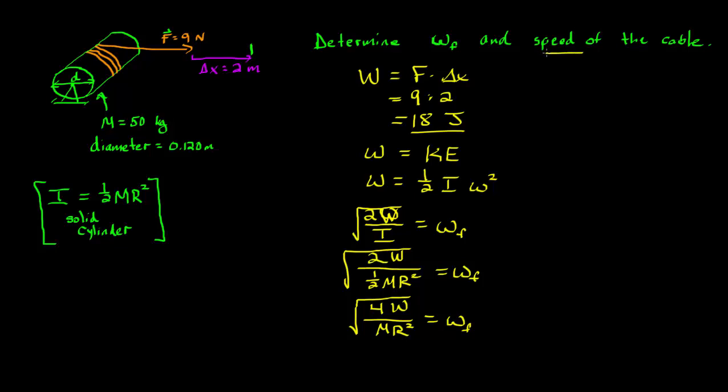To get the speed of the cable, well, the cable is on the outer edge, so basically you just find the tangential velocity. If we find v_T, then we would know the speed of the cable, since it's not stretching. So the speed of the cable would be the velocity, which is omega times r. R is 1/2 of the diameter. So it would be this quantity times 0.06 or 0.6. Which one? 0.06.